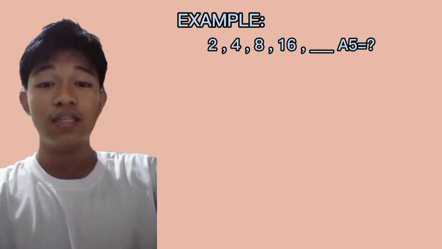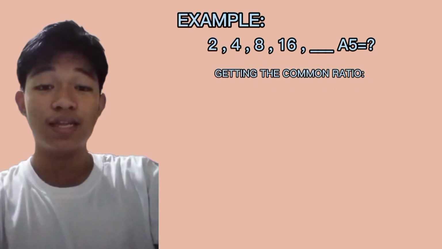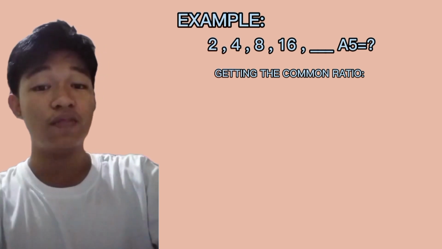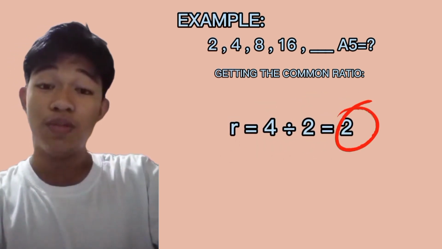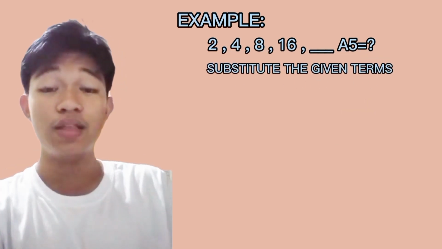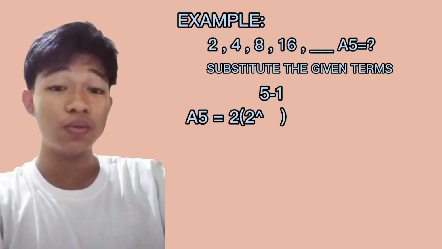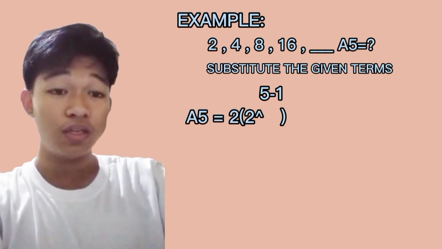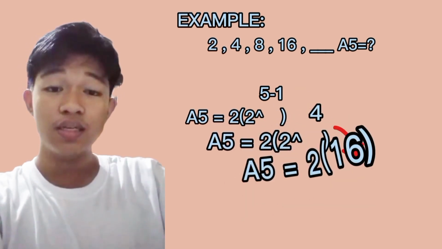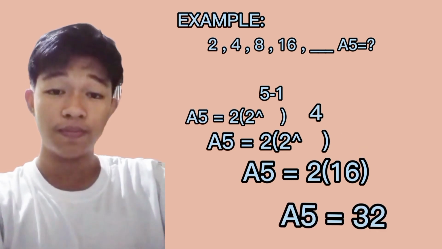We have to find the next term, or the fifth term. But first, we have to get the common ratio. To get the common ratio, we just divide 4 by 2. So the common ratio will be 2. We can now substitute the numbers we've got into the geometric formula, which will be a sub 5 equals 2 times 2 to the power of 5 minus 1, which will be 4. And 2 to the power of 4 equals 16. So a sub 5 equals 2 times 16, which is 32.